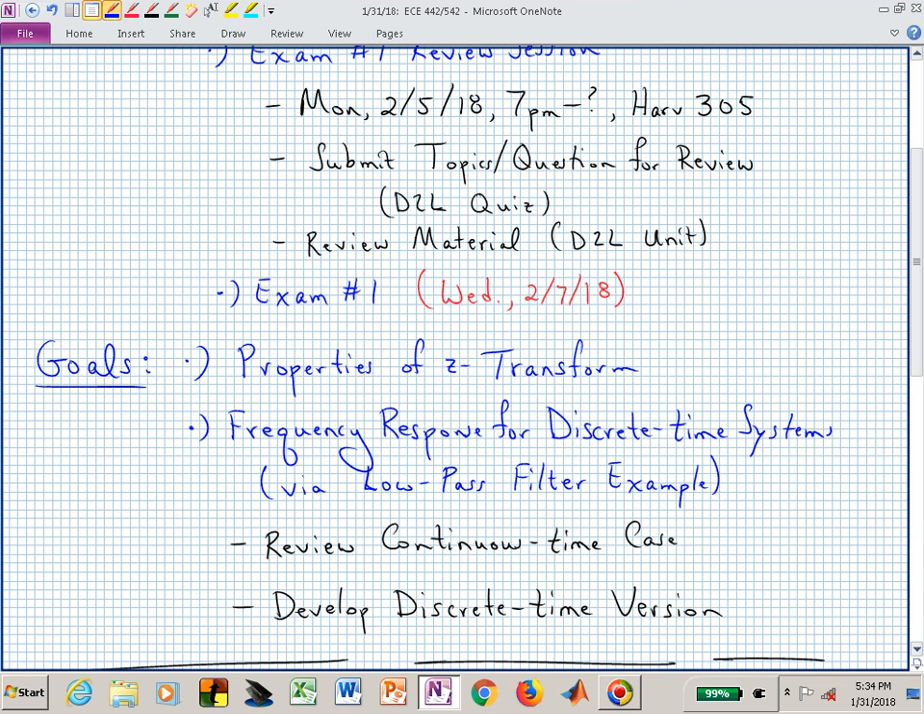And then we will get into a topic that I'm calling frequency response for discrete time systems, and we'll do that via a low-pass filter. And we'll then design a low-pass filter in the continuous time setting. And if you've read chapter 1 of that one chapter that I put in unit 1, you should feel comfortable with designing a low-pass filter.